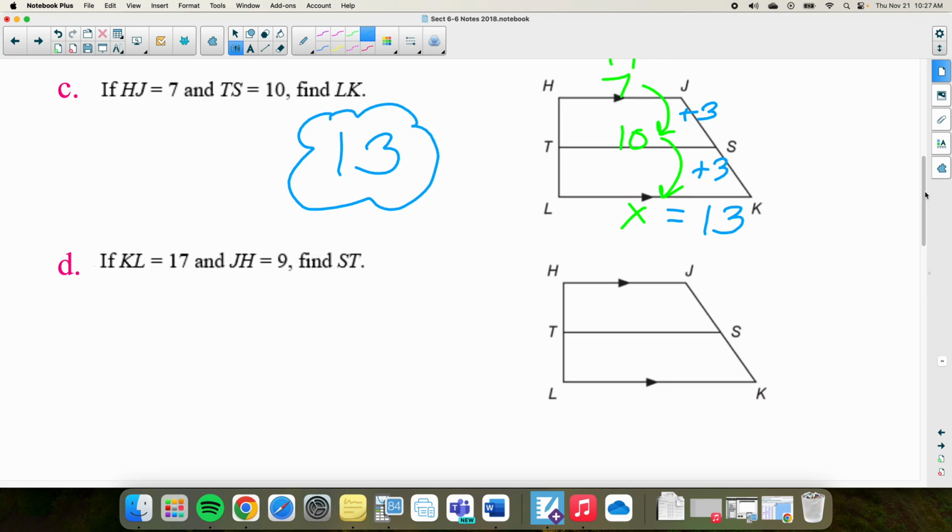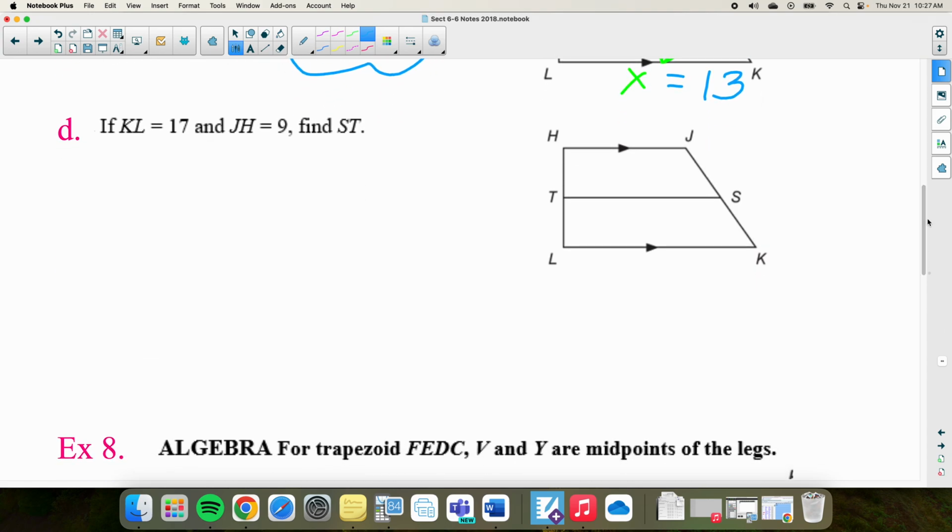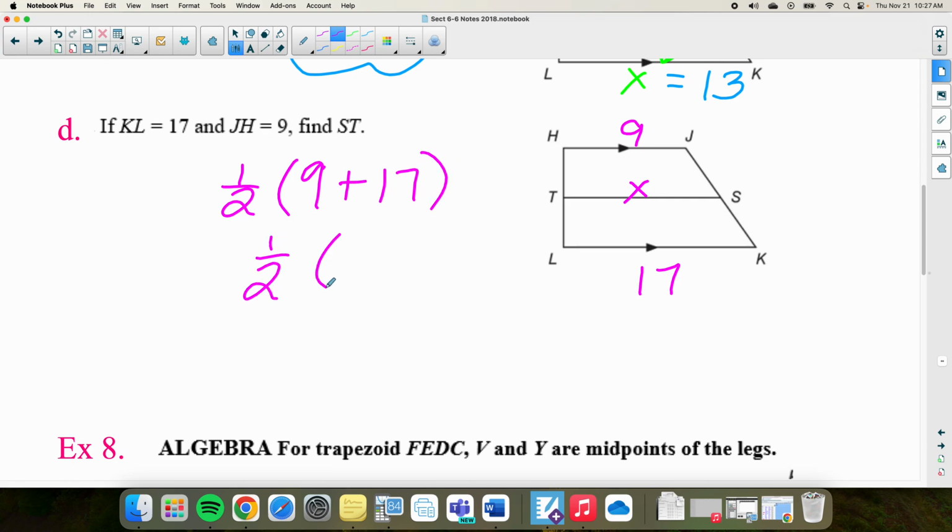Okay. Then for D, we have that KL down here is 17, JH is 9, find ST, and that is where you do 1/2 times, or you add them together and divide by 2. So we're gonna go half of 17 plus 9 is 26, half of 26 is 13.